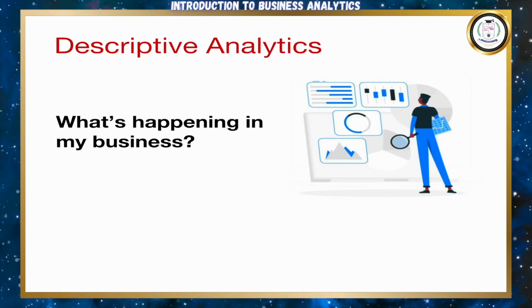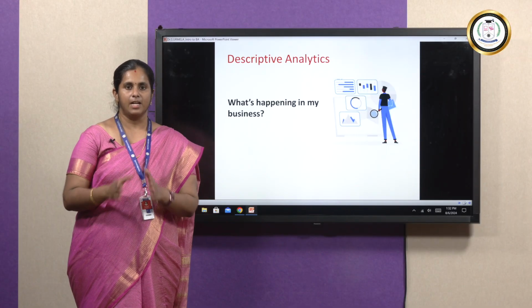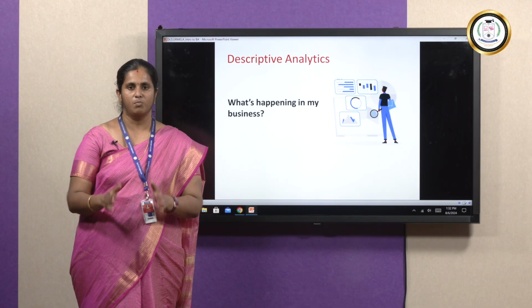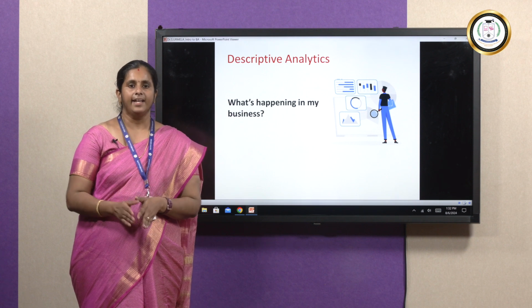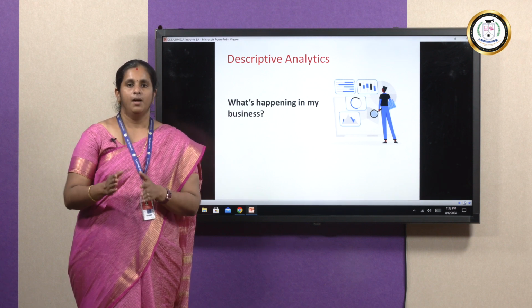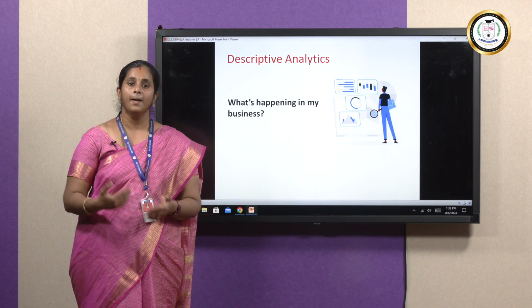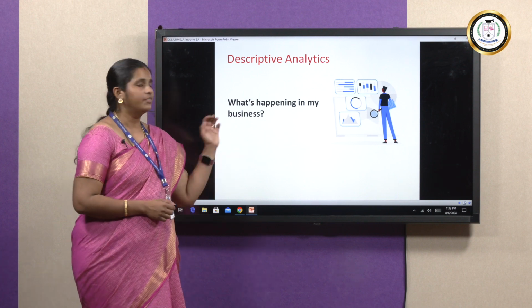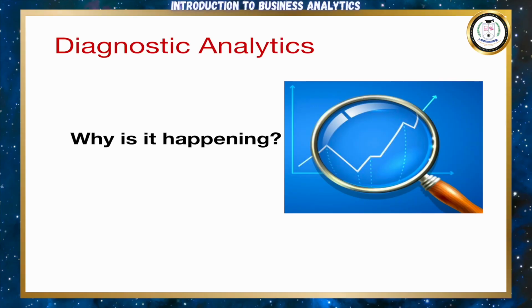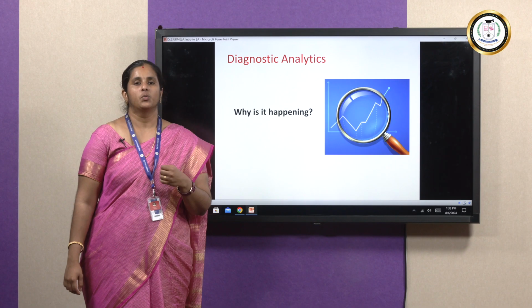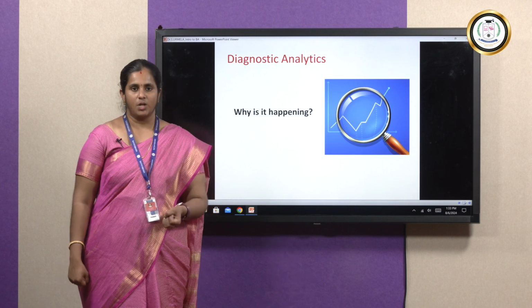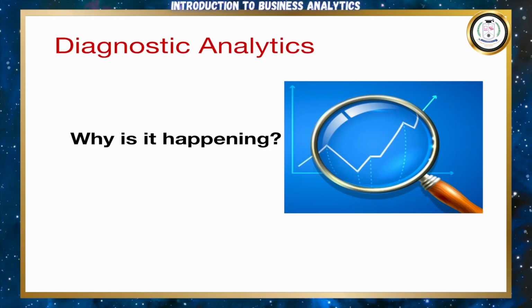As I said earlier, descriptive analytics is what's happening in my business, so the current data. For example, if I'm going to run an e-commerce business, I can tell what the current product being purchased most is, or, for a particular age category, what type of product they are buying more. That I can analyze in terms of descriptive analytics. The second category is diagnostic analytics. Here I'm going to analyze why it is happening, for what reason this is happening. That is my diagnostic analytics.